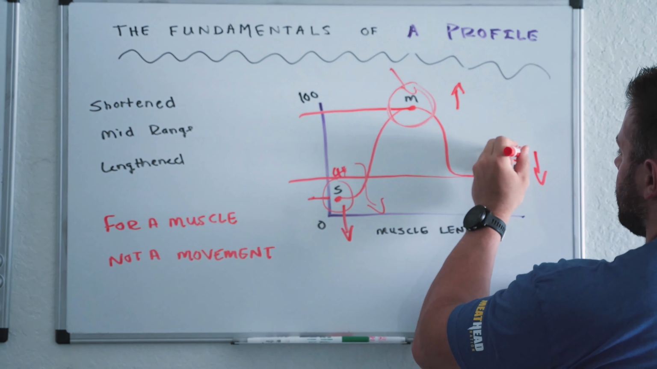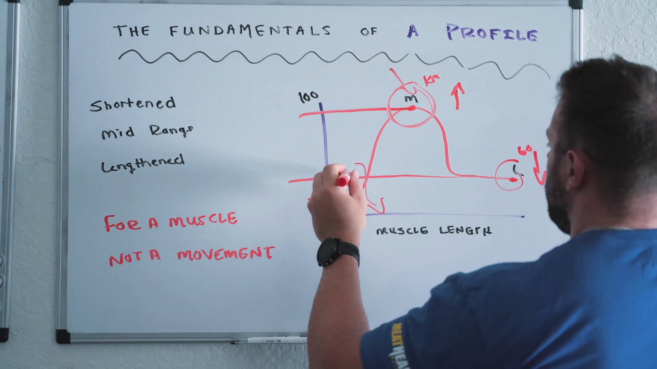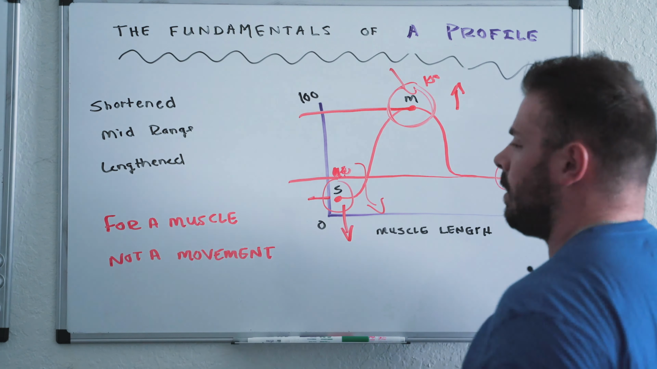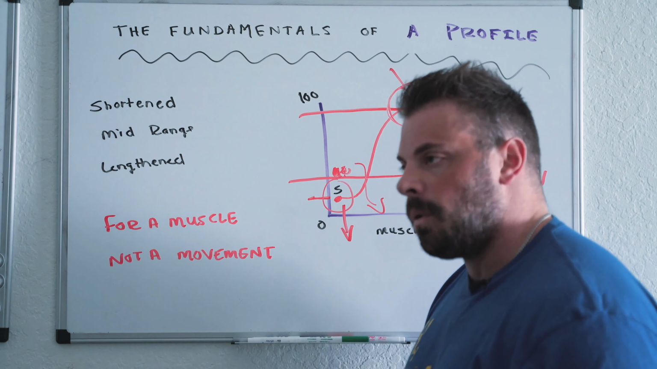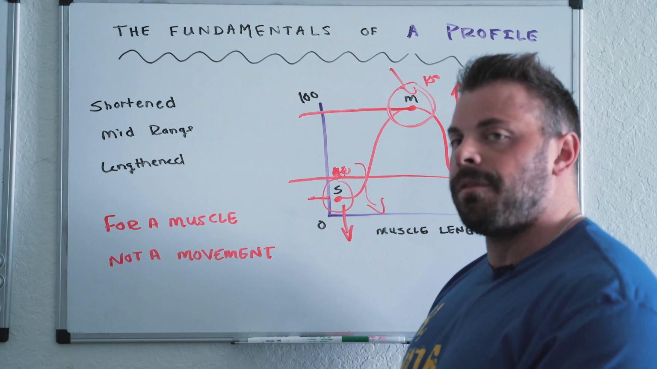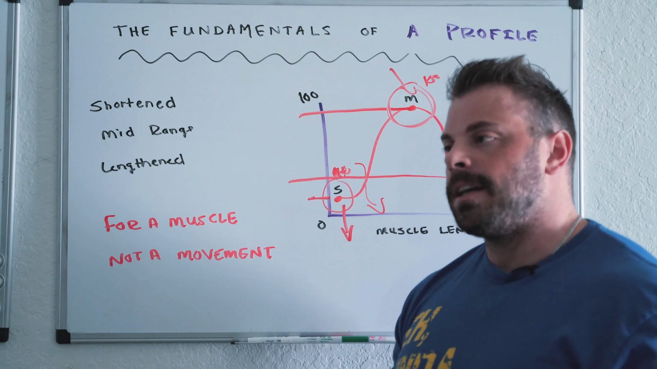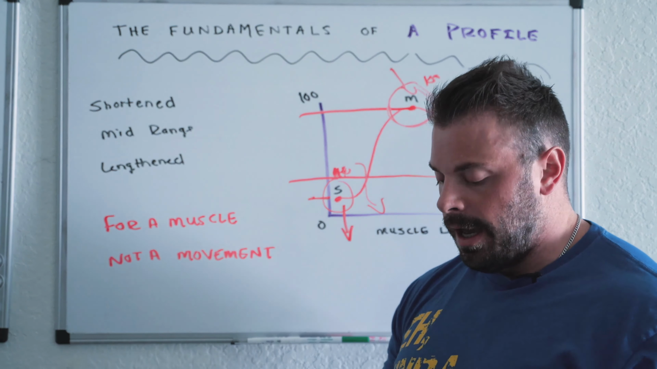It starts at 60 pounds in the lengthened position. It goes to 100 pounds in the mid-range, and then it drops off to 40 pounds in the shortened range. Well, what I'm doing is I'm matching my body's ability to produce force, but I'm also making it have equal effort throughout the entire range of motion.